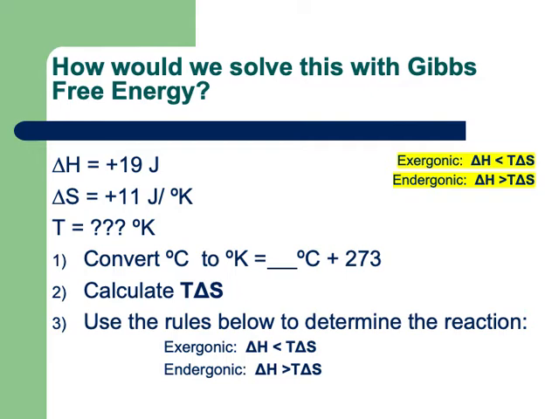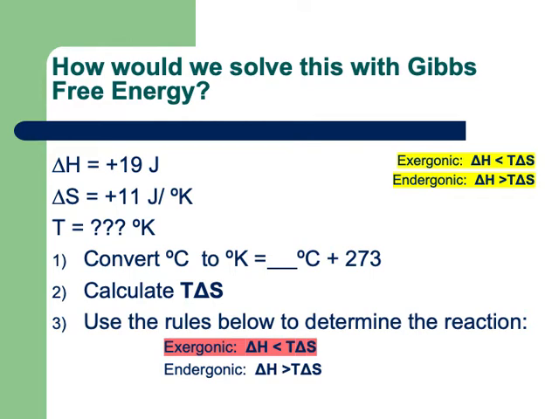So this is how you would solve for a reaction when we have two systems that are positive. We have a positive gain in entropy and we have a positive gain in enthalpy, and we don't know what is happening with the system. So what we have to do is determine the degrees Celsius, convert to temperature, and use these two rules to determine whether the reaction is exergonic or endergonic.